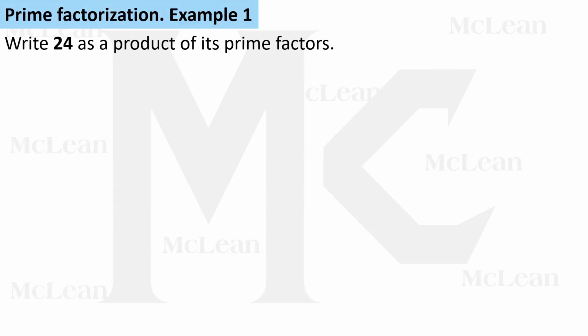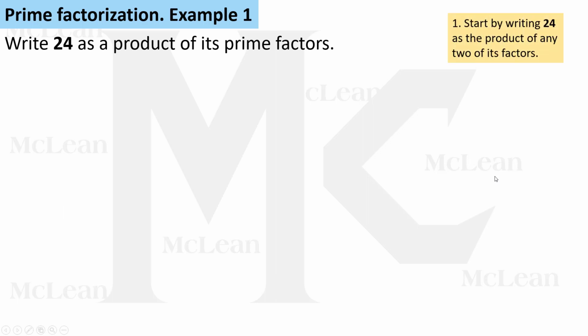Example one for prime factorization. Write 24 as a product of its prime factors. How do you go about doing this? First, you start by writing 24, then you say what two numbers you multiply to get 24. Your answer here may vary because there are different pairs of numbers you can multiply to get 24. But however you do it, once you do it correctly, the last answer will be the same.